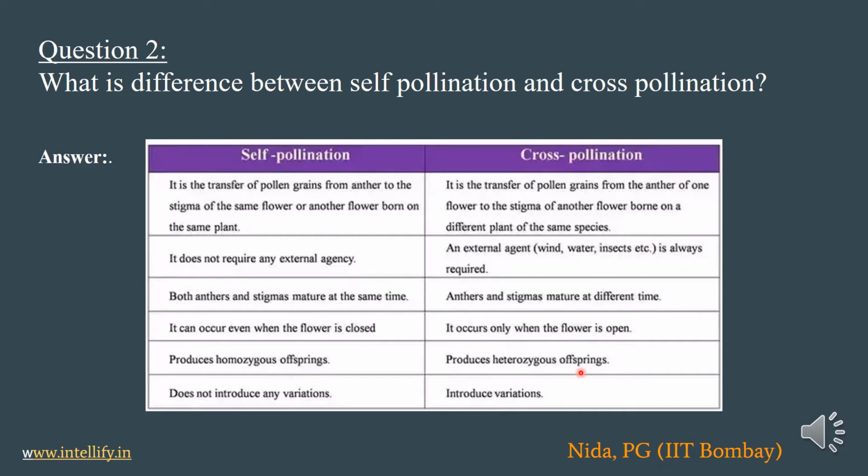that it will produce a heterozygous offspring. While in the case of self-pollination, they will not require any external agency because the flower is closed. Both anther and stigma are present on the same flower and the flower is closed. That means you will not require any other external pollinating agent. It will not introduce any variation. That means the offspring will be similar to their parents both phenotypically as well as genotypically.